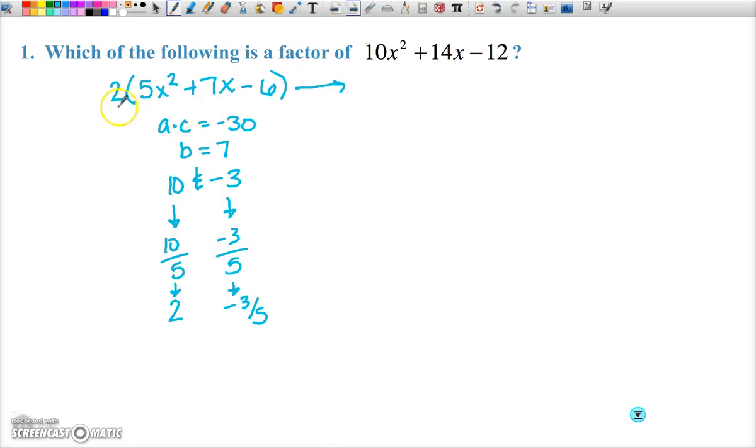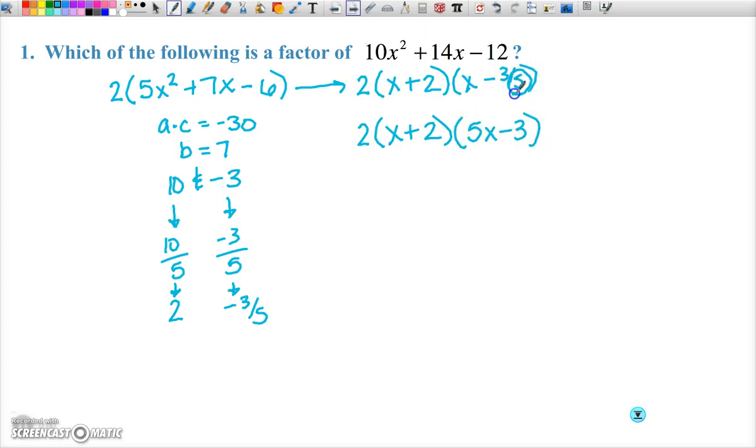So I'm going to shift over here. Don't forget about this 2 you took out originally. And then this 2, you write your new factor of x plus 2. You keep the sign the same here. And then x minus 3/5. And then we need to do our slip and slide. We don't want fractions. So 2 times x plus 2 times 5x minus 3. Remember, your 5 from your denominator comes up here in front of your x. And so this is the fully factored form. This is completely done. And if you look at your answer choices, B is an answer because the factor is x plus 2.